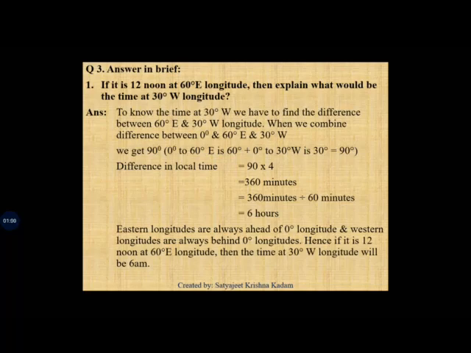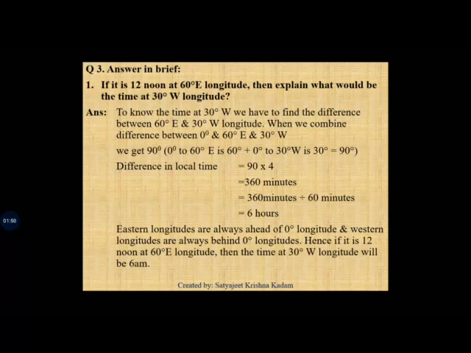Close the bracket. Difference in local time is equal to 90 degree multiplied by 4 minutes is equal to 360 minutes, which gives 360 minutes divided by 60 minutes is equal to 6 hours. Eastern longitudes are always ahead of 0 degree longitude and western longitudes are always behind 0 degree longitude. Hence, if it is 12 noon at 60 degree east longitude, then the time at 30 degree west longitude will be 6 a.m.